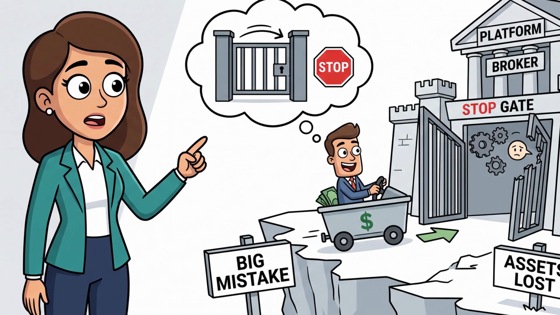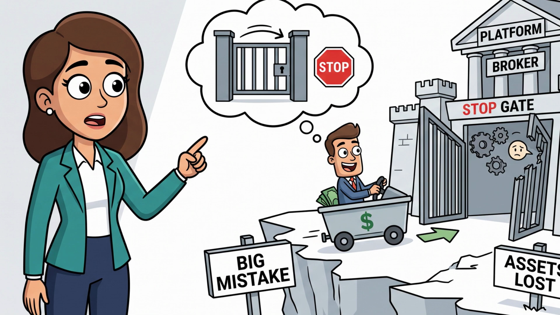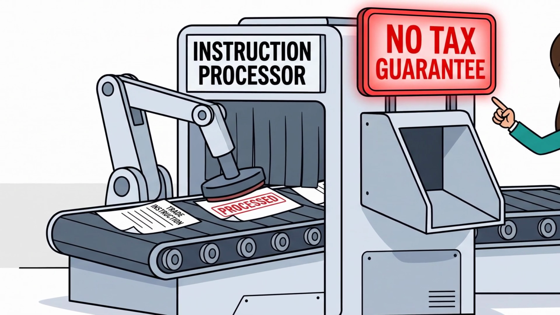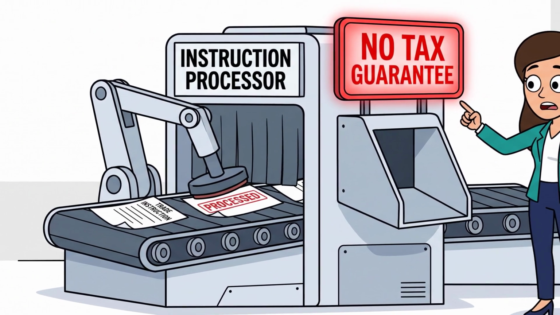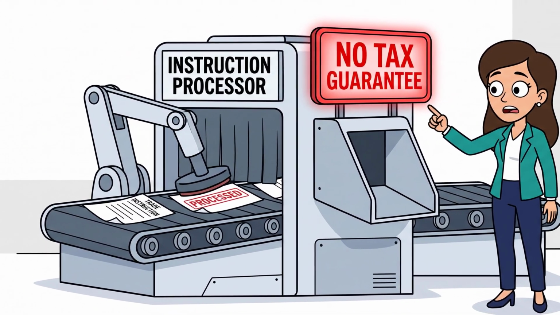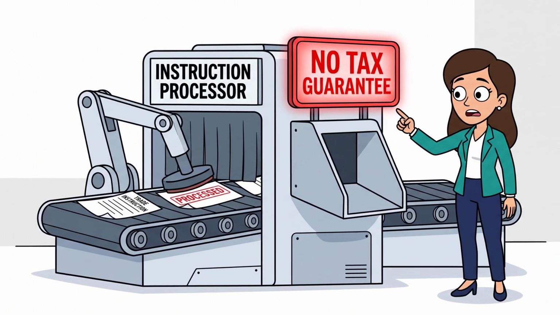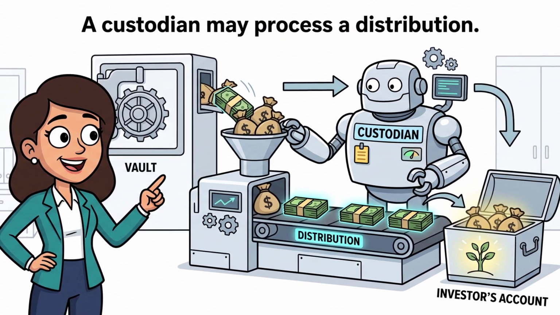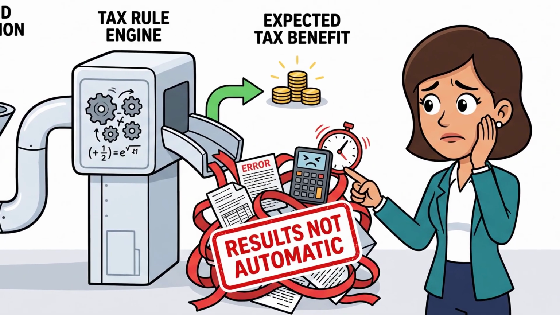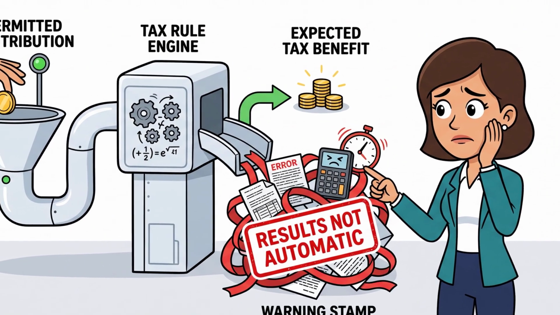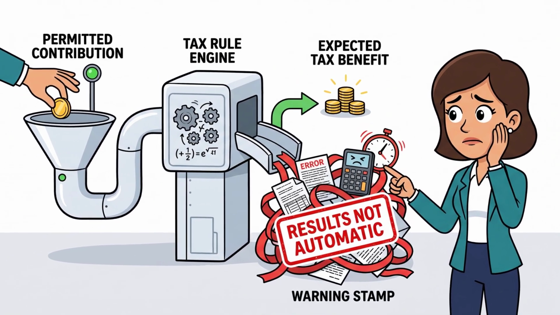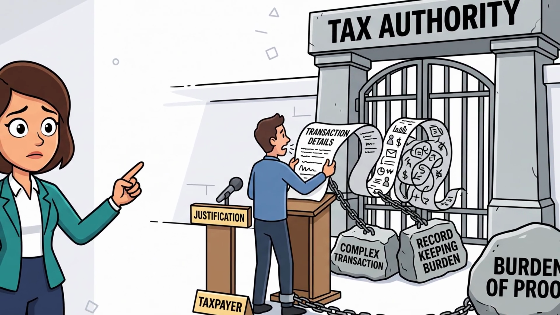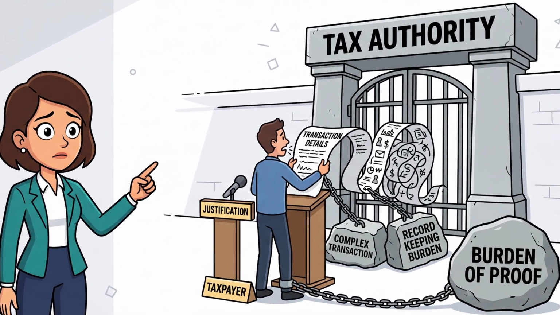Another overlooked risk is assuming that a platform, custodian, employer, broker, or online form will stop you from making a mistake. Financial institutions are often responsible for processing instructions, not for guaranteeing that the instruction is optimal for your taxes. A button may allow a transfer, a custodian may process a distribution, a plan may permit a contribution. That does not automatically mean the tax result is the one you wanted. The taxpayer is usually the person left explaining the transaction when tax season arrives.